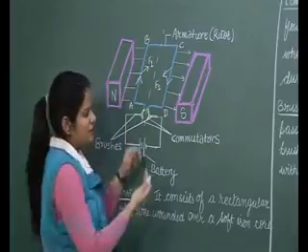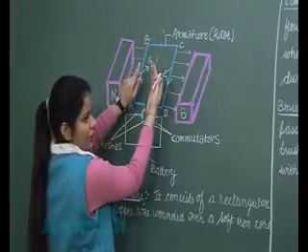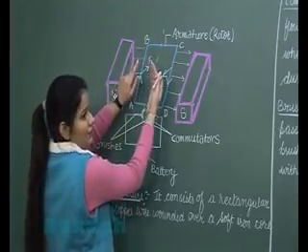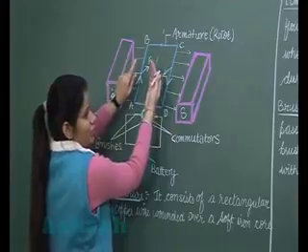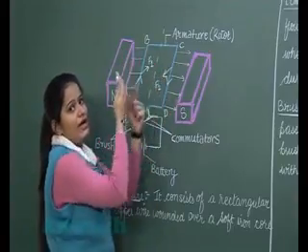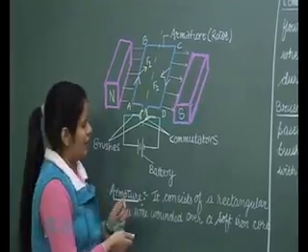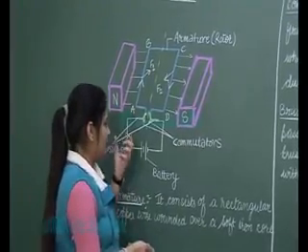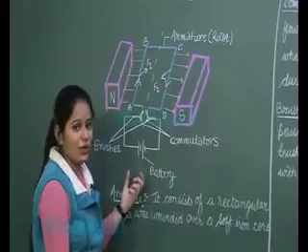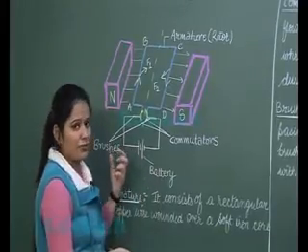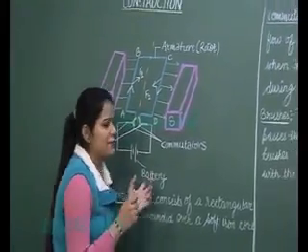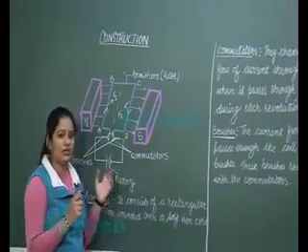Now student, these two forces are equal, opposite, and they lie in different planes, so they tend to rotate this coil, and student, this coil will keep on rotating due to the current passing through the coil with the help of carbon brushes. Now student, let's discuss about the working of electric motor in detail.